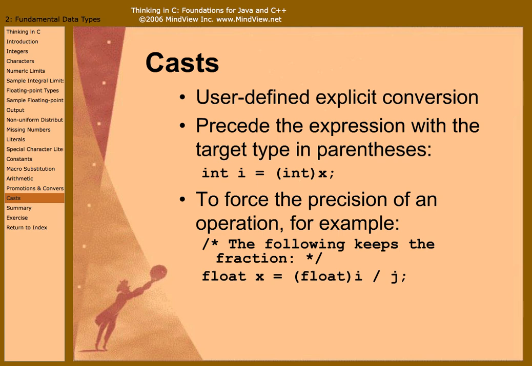Well, there is a way to do that, and that is what we call a cast. A cast is just a way of explicitly converting one type to another, and the compiler will leave you alone. But of course, you need to know what you're doing. The syntax for a cast is pretty simple. You just put the type that you want to go to in parentheses before the value that you're converting. So in this example here, I'm saying int i equals (int) x.